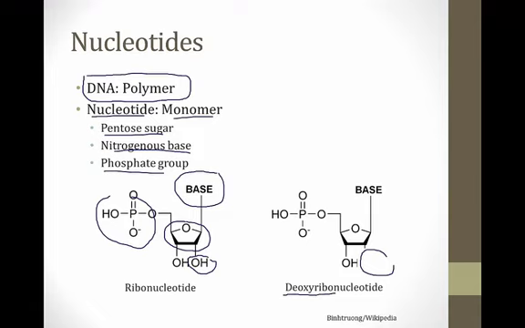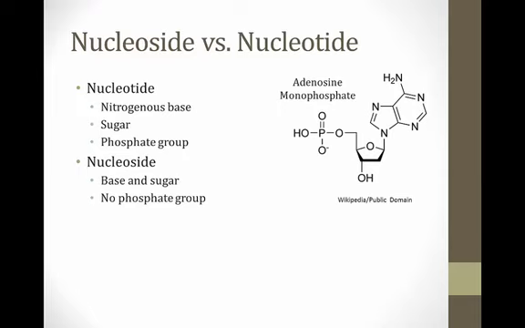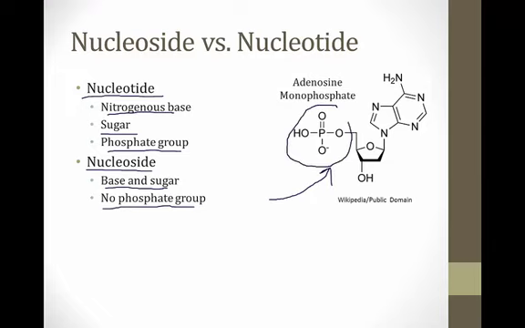group has been removed. So usually people say that DNA is made up of nucleotides, and when they say this, they mean it's made up of repeating structures of a nitrogenous base, a sugar group, and a phosphate group. But sometimes you will hear people use the term nucleoside, and a nucleoside is the base and sugar with no phosphate group attached. So if we look at this picture on the right side of the screen, you can see that there is a phosphate group attached right here. Therefore, this is a nucleotide.